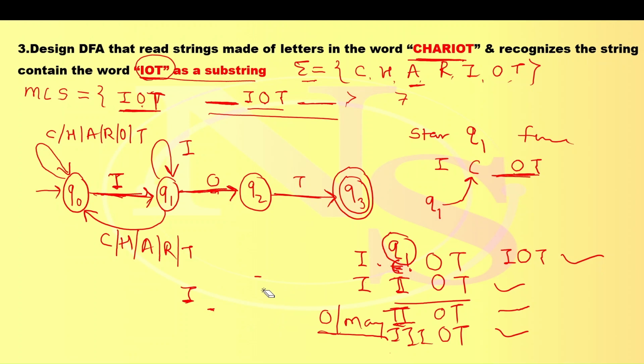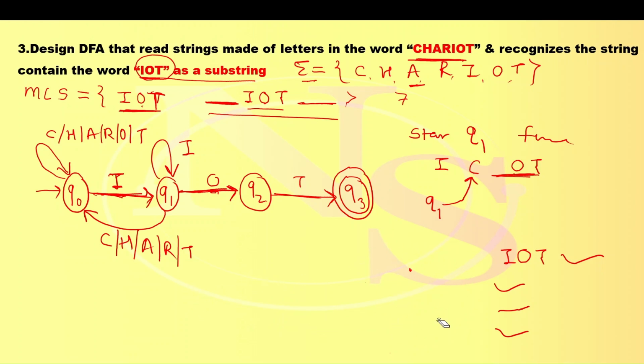Similarly, we need to make Q2 deterministic. So how to make Q2 deterministic? Just try to find out. Follow the same approach. Write down the state which I want to make deterministic. In this case, it's the Q2.